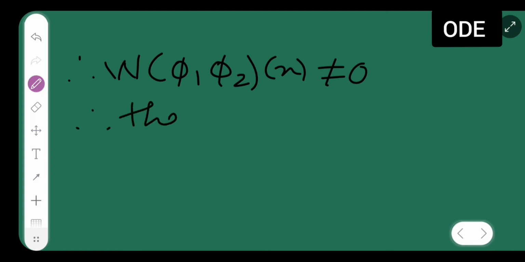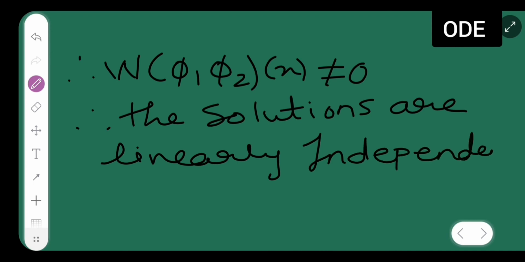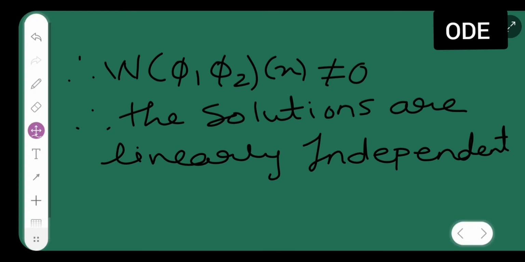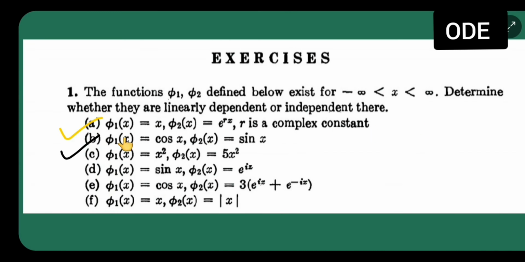Therefore, the solutions are linearly independent. After this, I will be doing the next one, the C1.